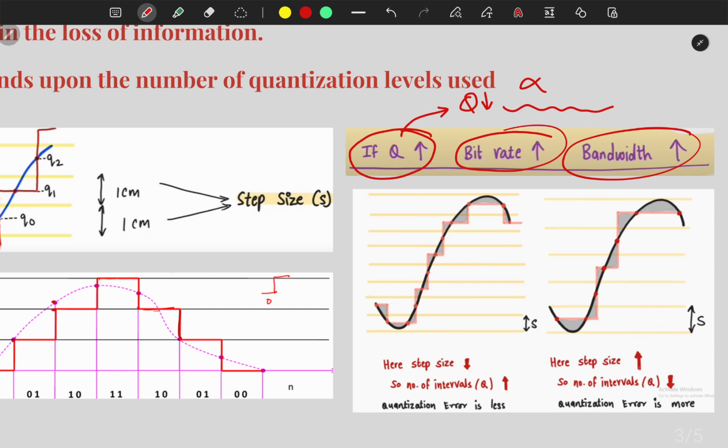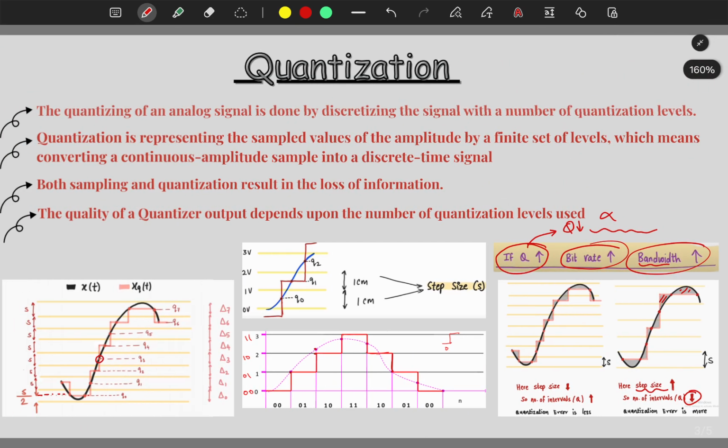But if we decrease Q, what is the problem? If we decrease Q, the step size increases, meaning accuracy decreases. If accuracy decreases, there must be a far wider difference between the original signal and the received signal. So it completely depends upon our choice: whether we need accuracy or we need bandwidth. We need to make a choice between them.